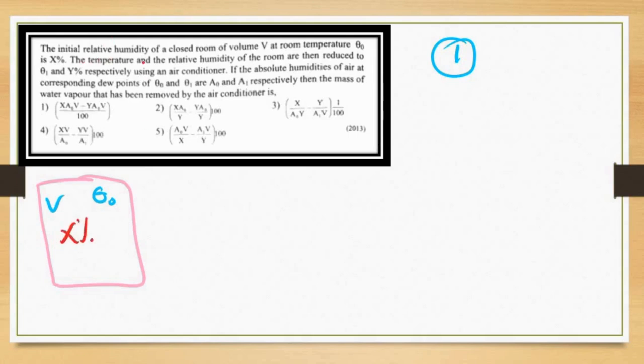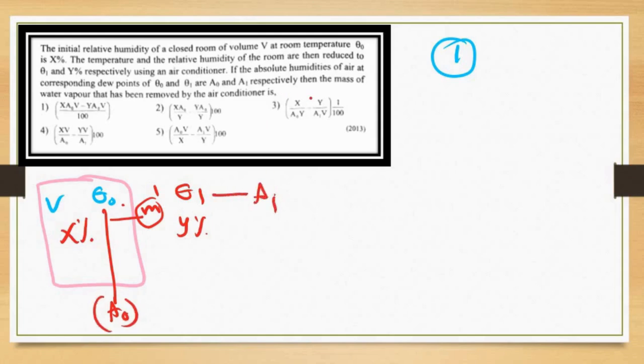Right, the temperature and the relative humidity of the room are then reduced to theta 1, and relative humidity becomes y% by using an air conditioner. Certain amount of mass goes out then, m dash. So if the absolute humidity of air at corresponding dew point is a naught at theta naught and a1 at theta 1, then the mass of water vapor that has been removed by the air conditioner is.